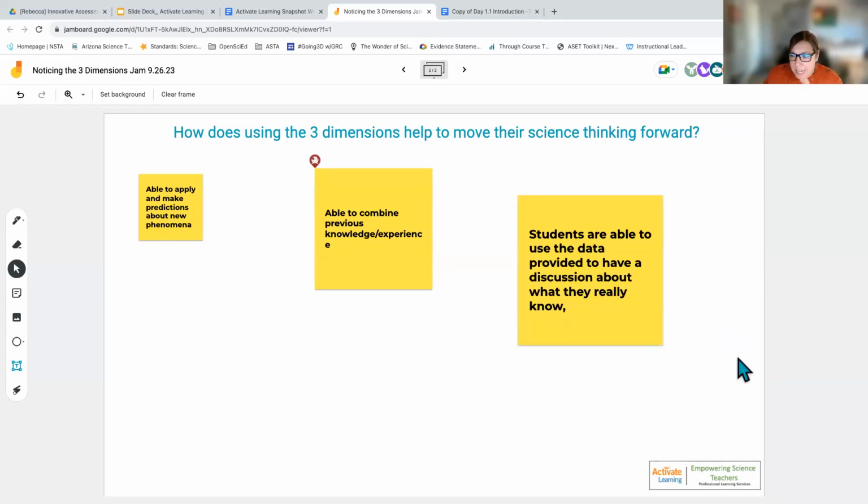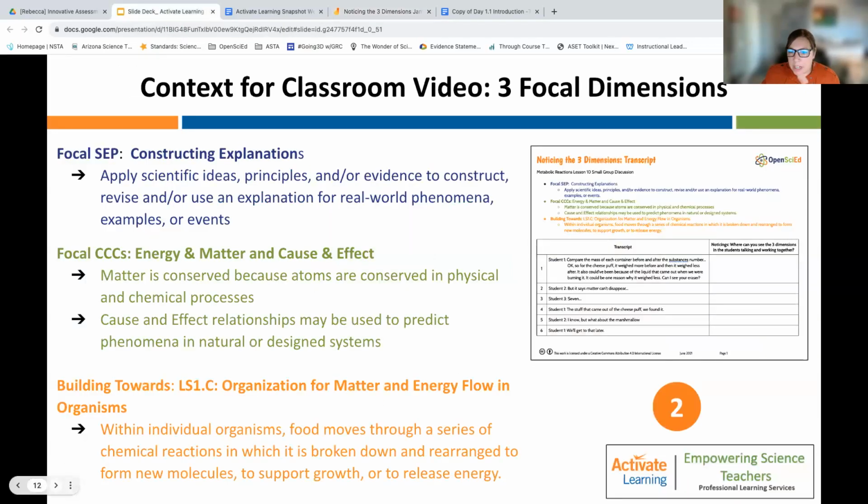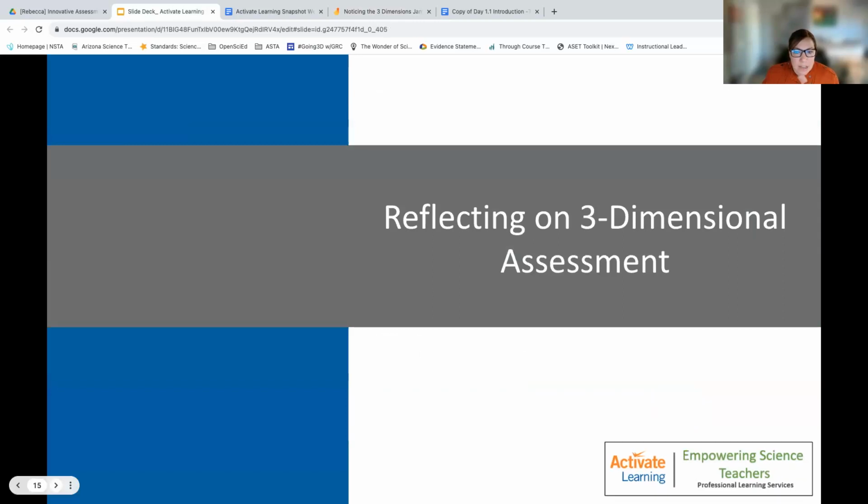Okay, so we've got a good base now of noticing the 3 dimensions, which is going to help us understand how 3-dimensional assessments are created. So I'm getting excited. Let's move forward in our learning here. So thank you for participating.